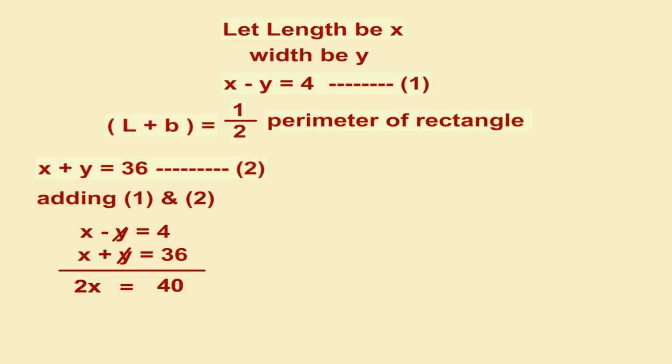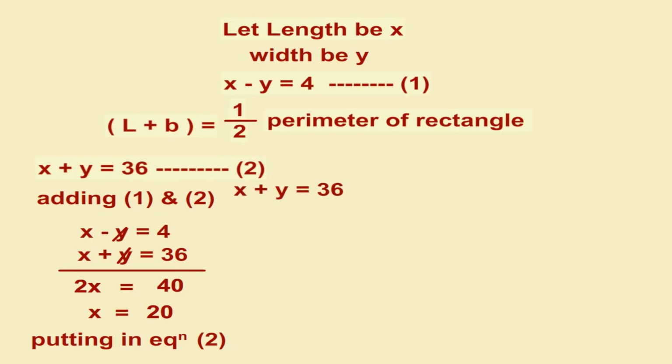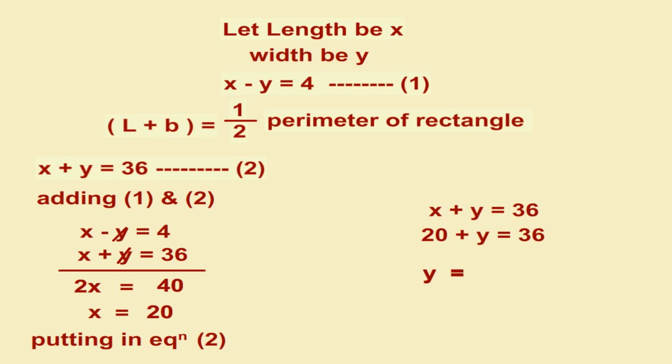Divide both sides by 2. 2x divided by 2 is x, and 40 divided by 2 is 20. Putting x in the second equation. The second equation is x plus y is equal to 36. x is 20, plus y is equal to 36. y is equal to 36, transferring 20, you get minus 20. y is equal to 36 minus 20, which is 16.